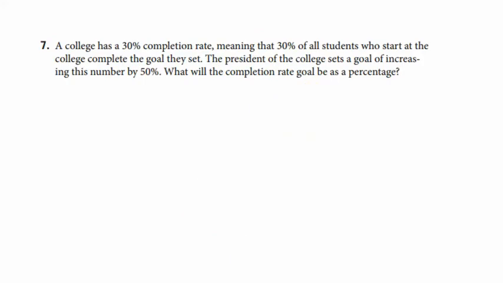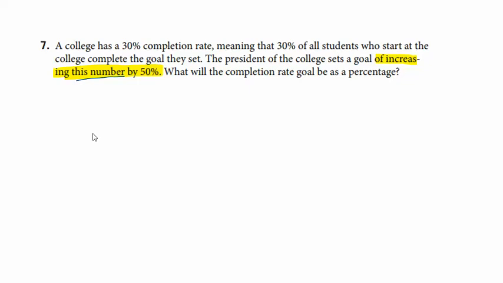Let's look at example 7. A college has a 30% completion rate, meaning that 30% of all students who start at the college complete the goal they set. The president of the college set a goal of increasing this number by 50%. What will the completion rate goal be as a percentage? So the question is 50% of what? He wants to increase this number by 50%. What number is it that he wants to increase by 50%?